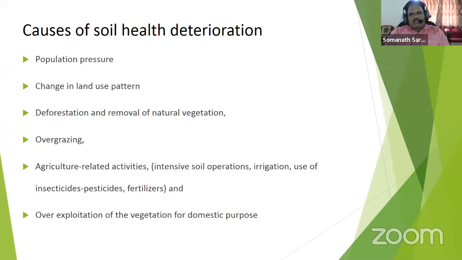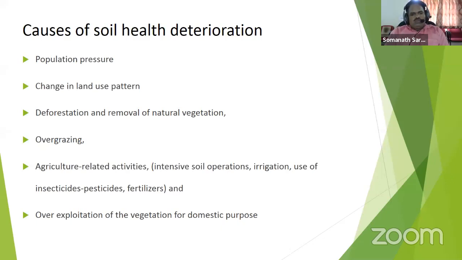The changing land use pattern is also a result of intensive agriculture. Most of the farmers go for such land use patterns or cash crops for gaining more benefits. Overgrazing: most of the grazed lands are overgrazed due to the increased livestock population. Agricultural activities such as intensive soil operations deteriorate the soil health. So that's why we are recommending zero tillage operations for conserving the soil moisture, and when crop stubbles are in the field, after their decomposition they are added to the soil and improve the soil nutrients, and ultimately the soil health improves.